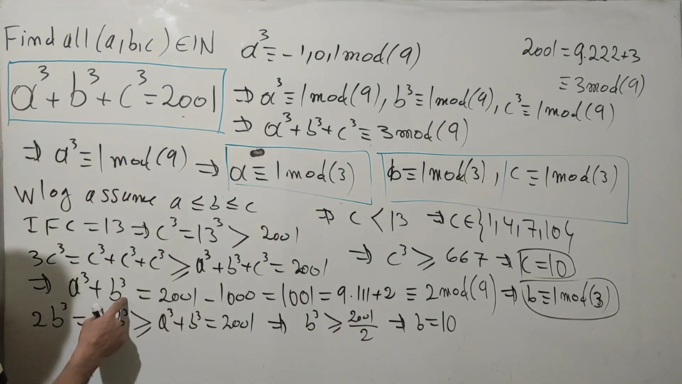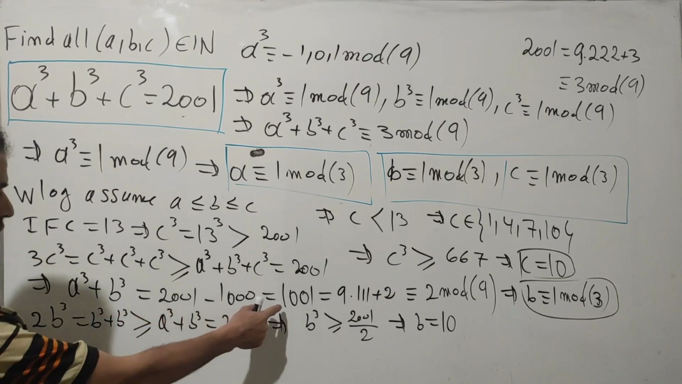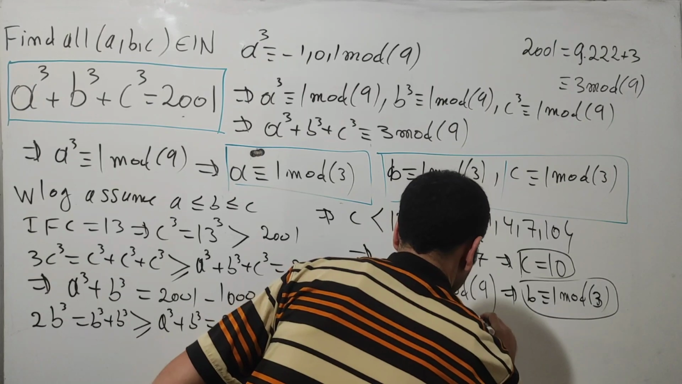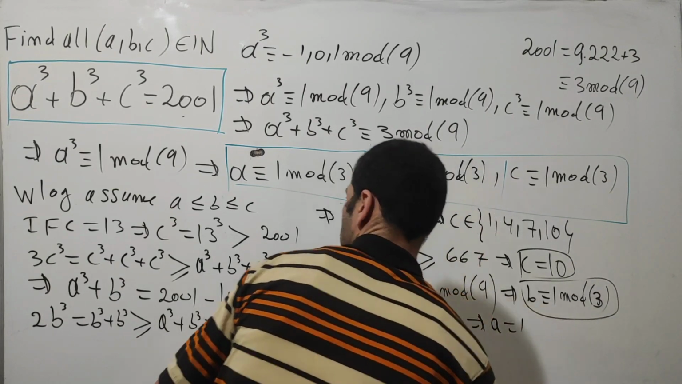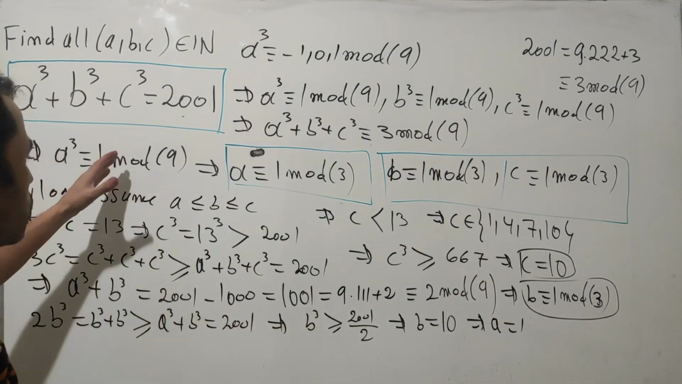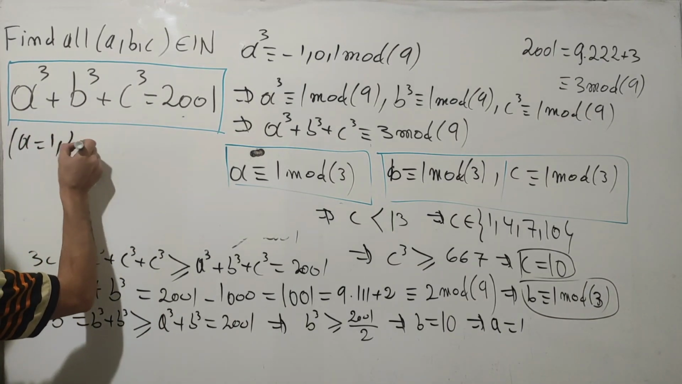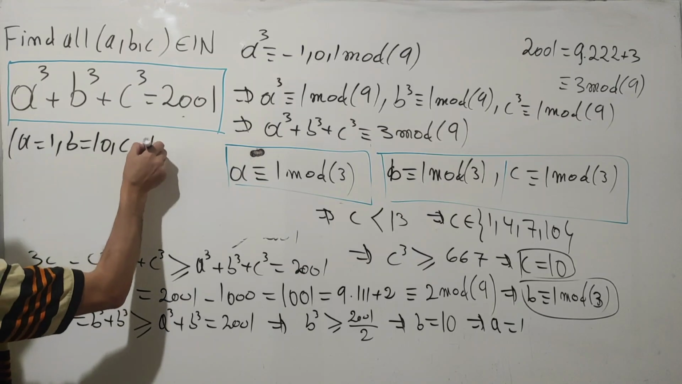Replacing 10 here, I get 1000, which means 1001 minus 1000 is giving us number 1. This one immediately is going to give us a equals 1. So now I will have 3 solutions. I get a equals 1, b equals 10, with c equals 10.